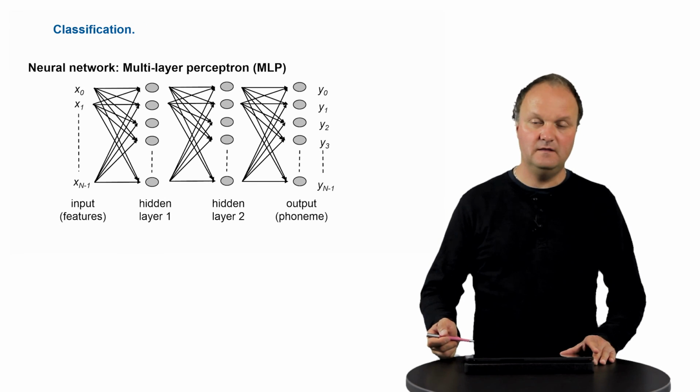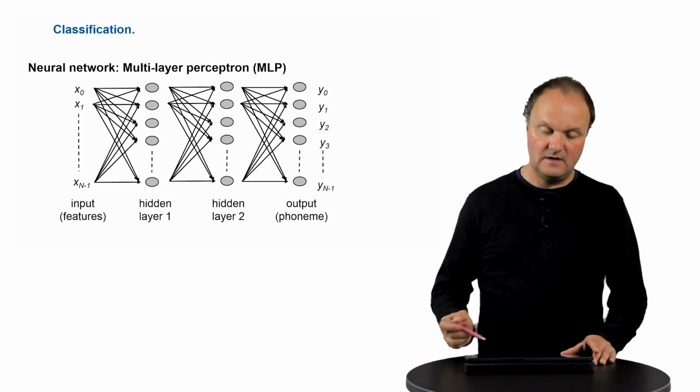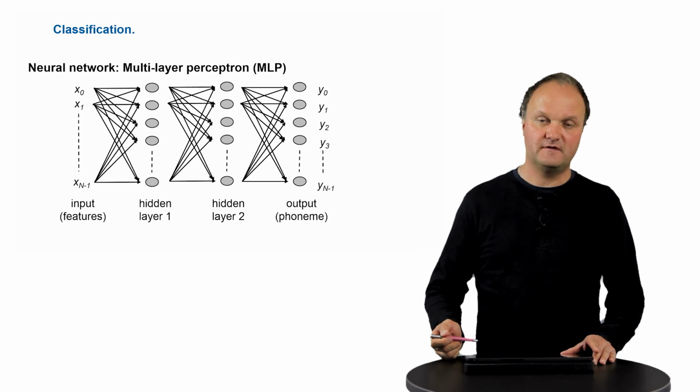Now, as you have seen, there are two approaches for the classification, either the hidden Markov model or the neural network with different layers. Both can be used in both of the stages of the classification process, which you have seen in the architecture of the automatic speech recognizer.